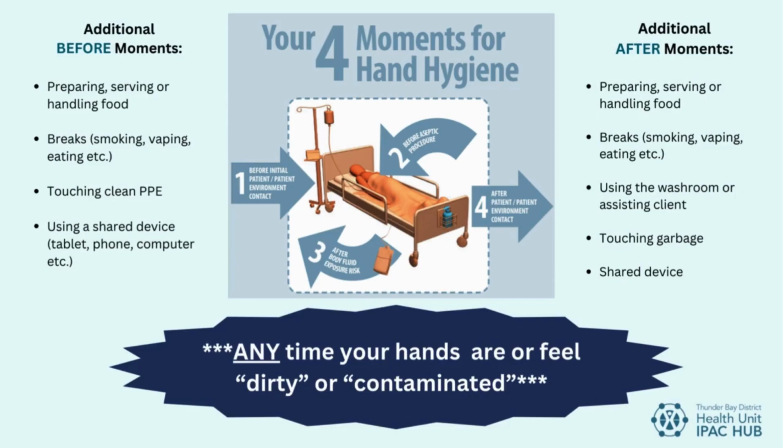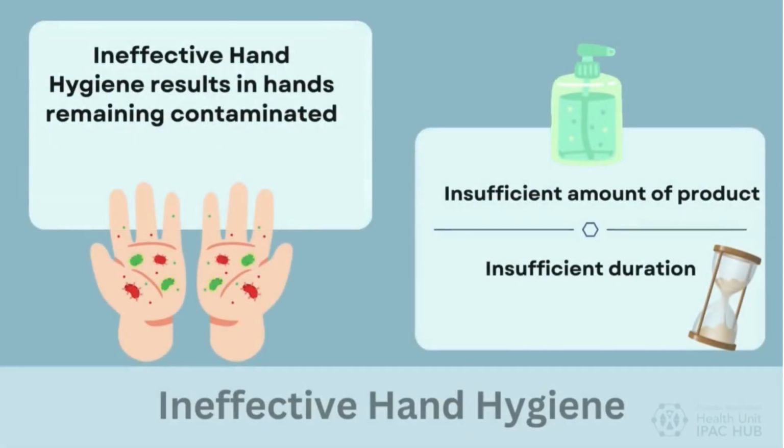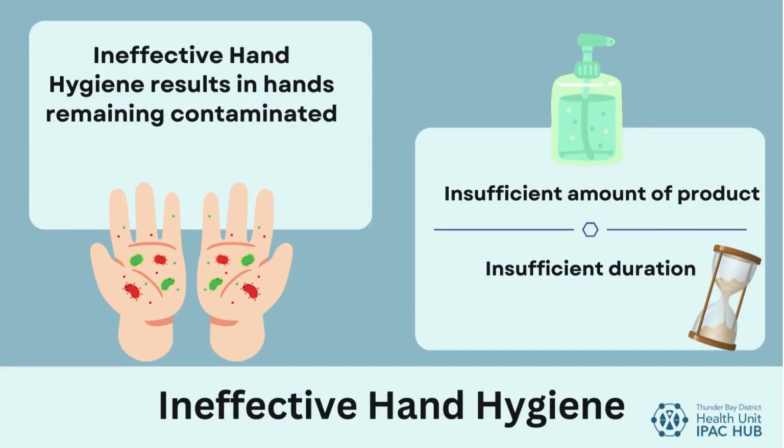Remember that at any time, if you feel your hands are or have become dirty or contaminated, hand hygiene is key. It is not limited to only the moments discussed on the previous slides. Hand hygiene is only as good as the user. If you use alcohol-based hand rub and only use a small amount that dries within 5 seconds, then you are not successfully killing all of the disease-causing microorganisms that will still be found on your hands.